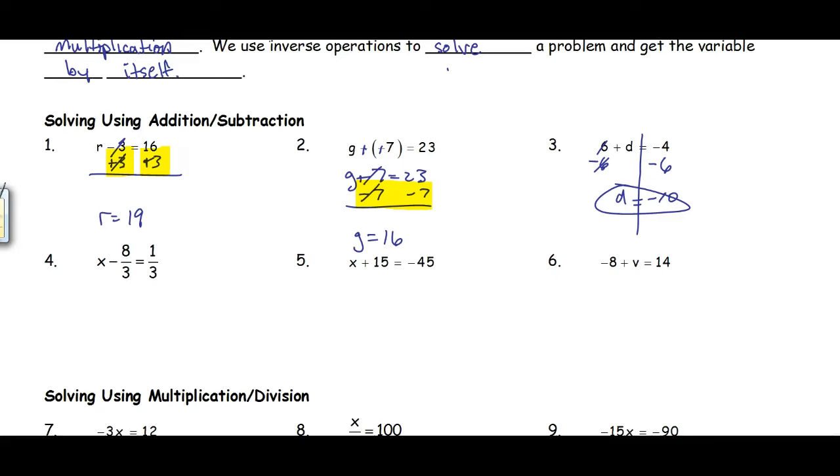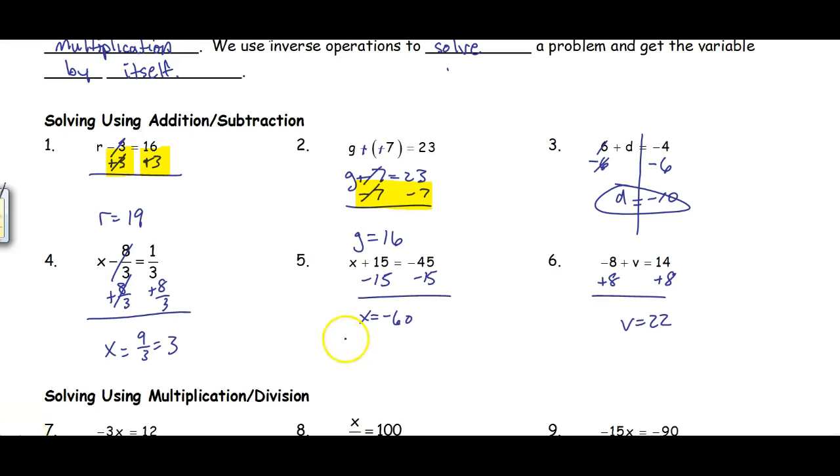Okay, let's try one more, and then I'm going to give you a chance. x minus 8 over 3 equals 1 over 3. Same kind of deal here. It doesn't matter if there's fractions or not. You're still doing the opposite to get the variable by itself. What number's on the side with the variable? Negative 8 over 3. So you're going to do the opposite. These cancel. You're left with x equals 1/3 plus 8/3. You get 9 over 3, which simplifies to 3. Always simplify your answer if you can. All right, I want you to go ahead and try 5 and 6 on your own.